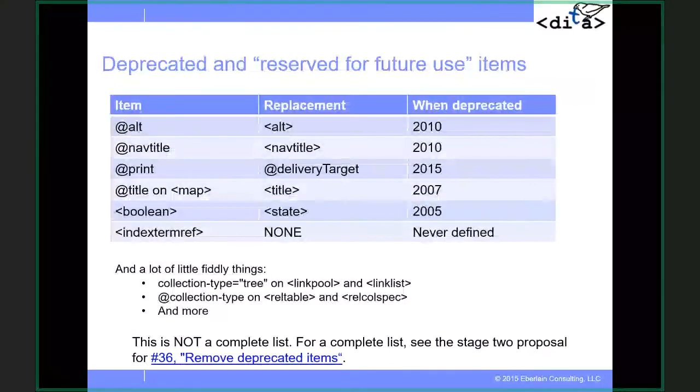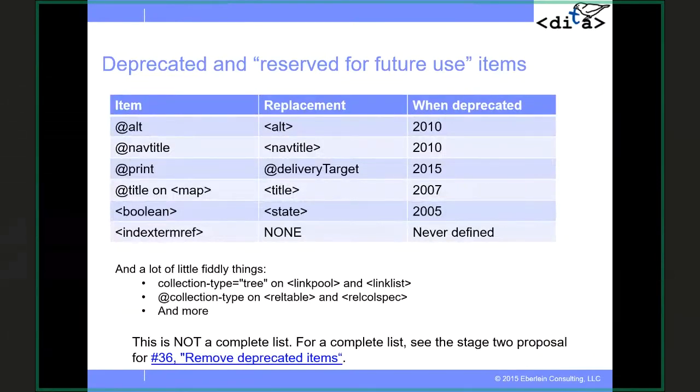That was replaced by the alt element in DITA 1.2, as was the nav title attribute, which was replaced by the nav title element. These things go away, as does the print attribute and the title attribute on maps. So there are other things that get removed as part of this cleansing of deprecated old items. But the ones I mentioned are the ones that I think most folks might need to do some cleanup of in their existing DITA content.